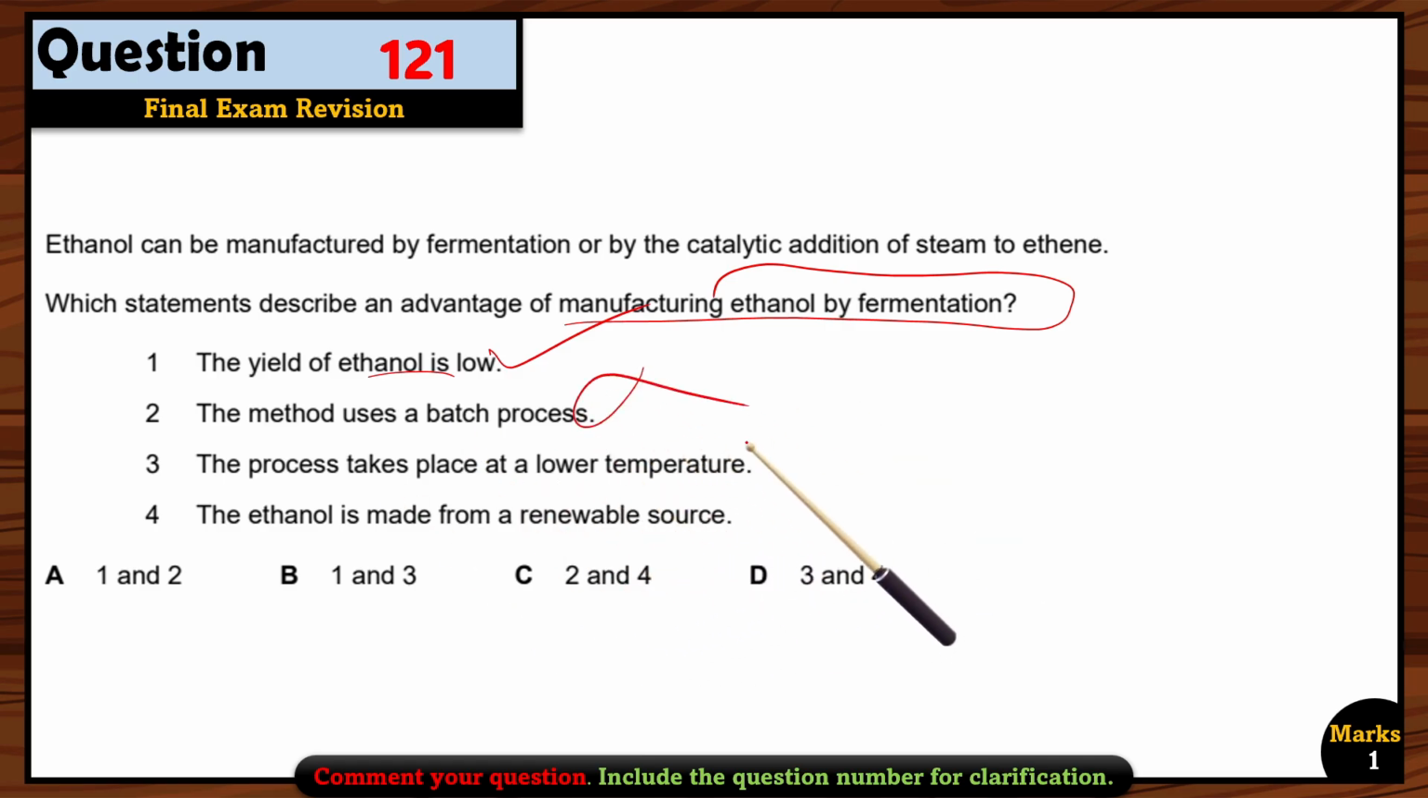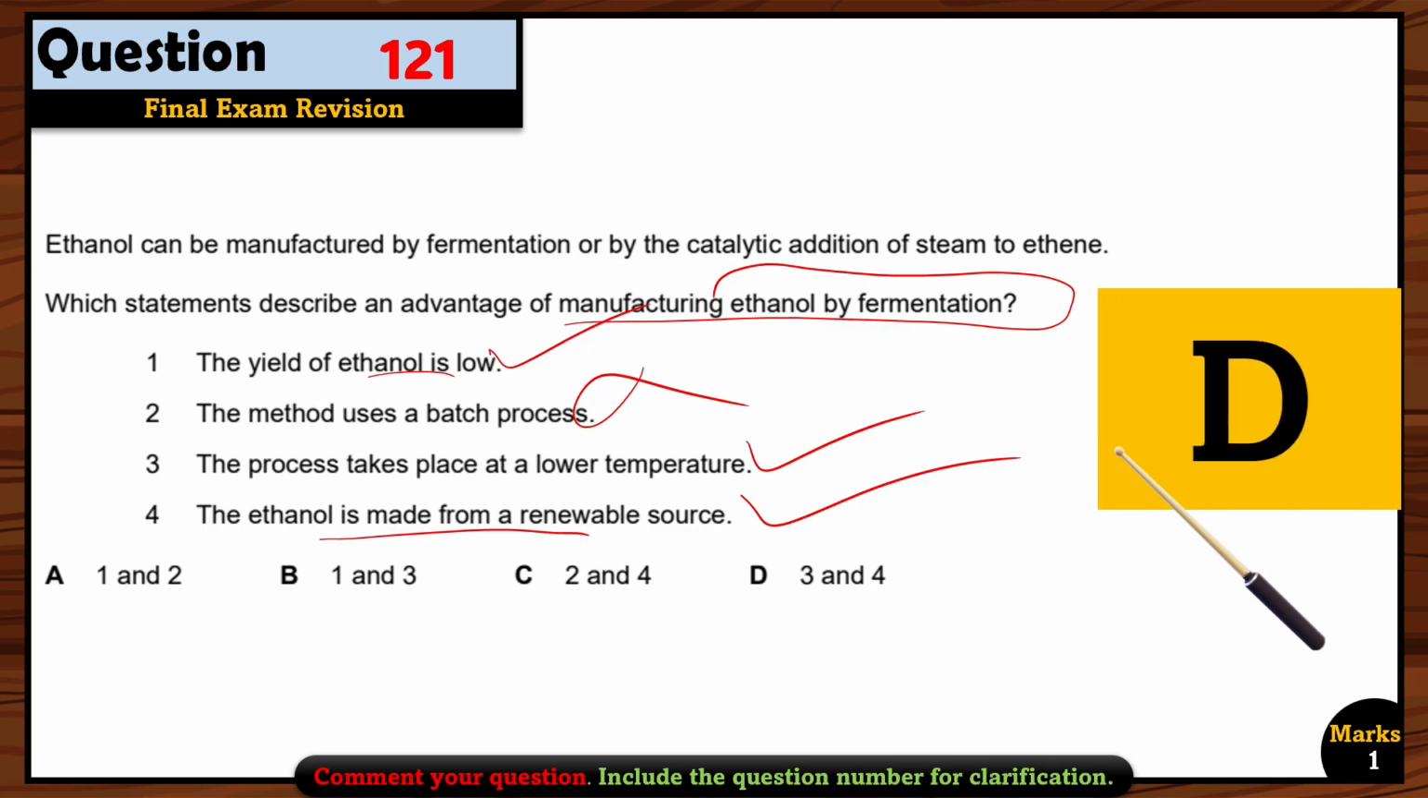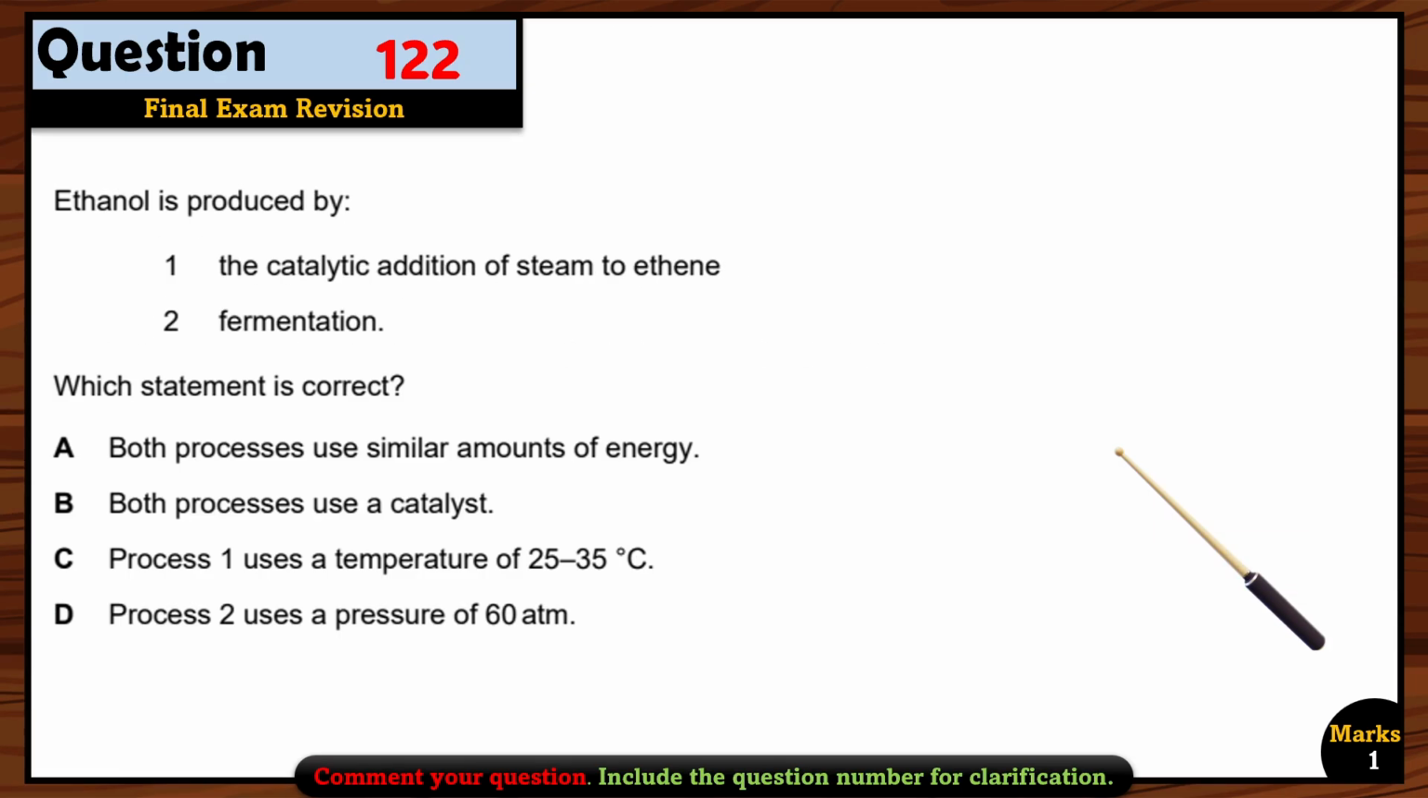The process takes place at lower temperature. Yes, this is one of the advantages. And the second advantage is ethanol is always made from a renewable resource. Why? Because we are using sugarcane and it is a renewable resource. We can grow the crops every season, right? So options 3 and 4 are the actual advantages. That is option D.